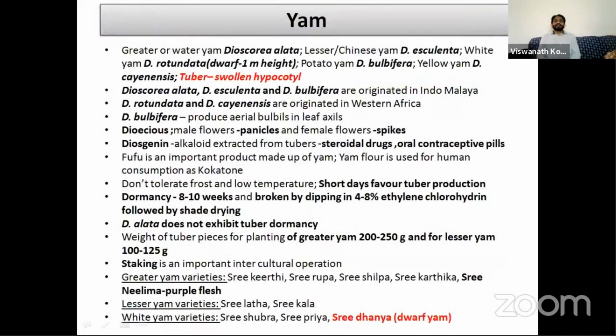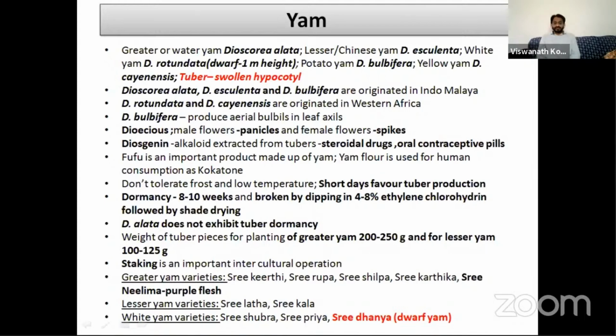So in yam, there are actually three types of yams. Greater yam or water yam is Dioscorea alata. There is lesser yam or Chinese yam, Dioscorea esculenta. White yam is Dioscorea rotundata. This white yam also has dwarf types of 1 meter height. Generally, the above ground portion of the yam is a vine, so it requires staking. Staking is a very important agricultural operation in greater yam and lesser yam, because the vine grows up to a length of 8 to 10 meters. So staking is required in the case of yam.